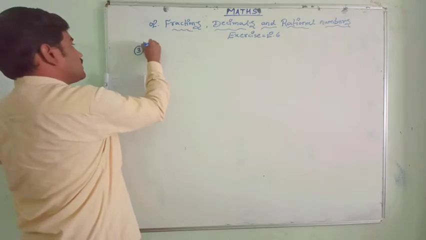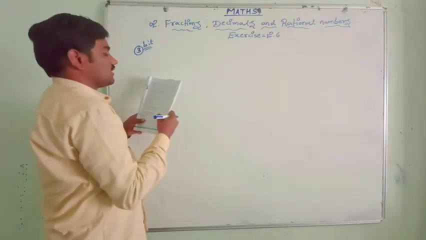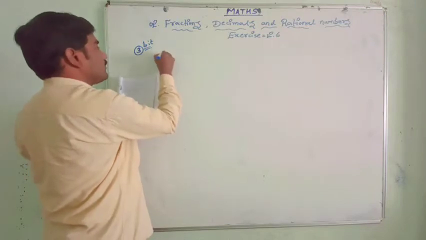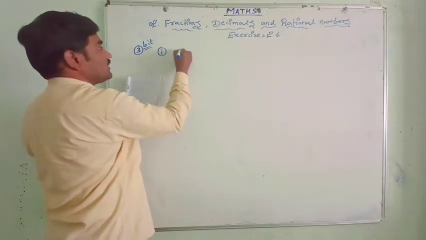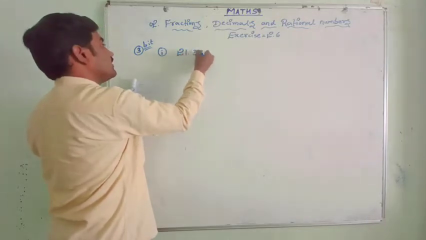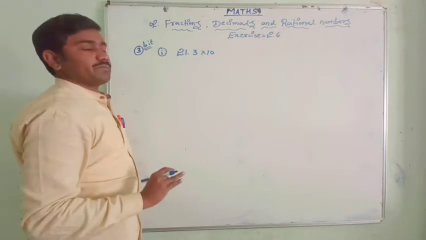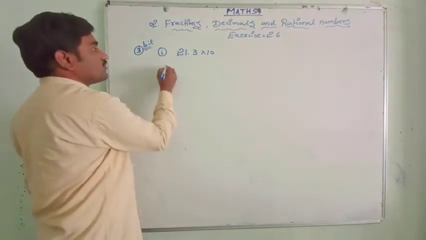Third bit. How to solve this? Let us go for one different method here. The first question, 21.3 into 10. With 10 you multiply 21.3. Or else we go for one more method.